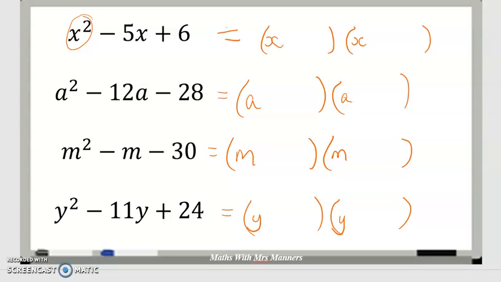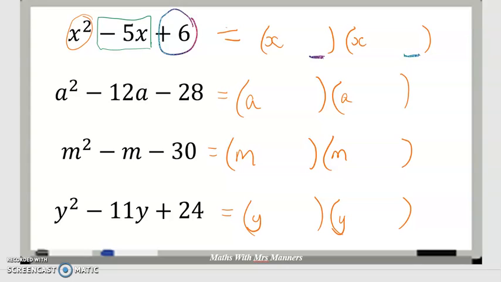Now the next thing I need you to understand is that when we expand our brackets, the x term, this term here, is a very important term. It is formed by multiplying this term and also this term together. The other thing worth noticing is that this 6 is obtained by multiplying the two constant terms in the brackets.